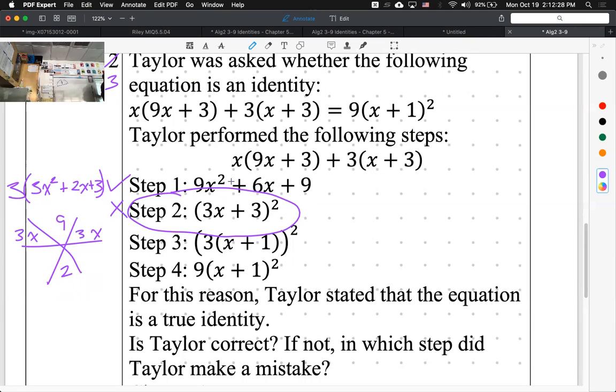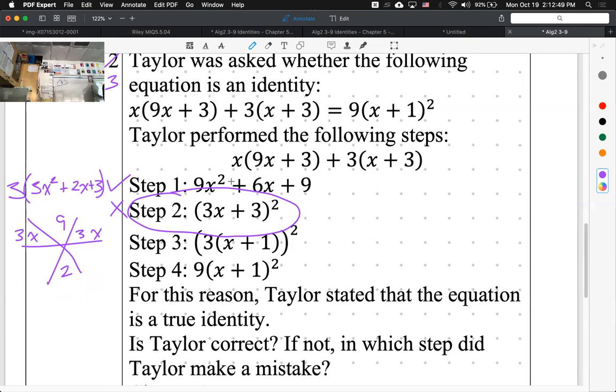Did they get the rest of it correct? Should I keep taking away points, or should I just give them, like, is it a 3 out of 4? Is it a 4 out of 4? Like, how many points does that student really deserve? Taylor only made 1 mistake. Step 3 is good so far. Let's check step 4. How do they get from step 3 to step 4? Can someone tell me? Then we'll be done with the notes.